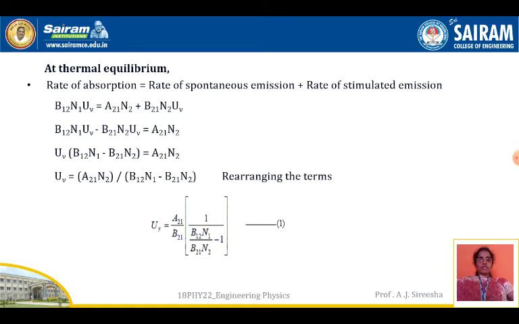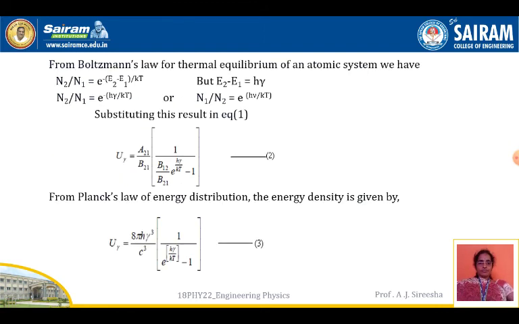Rearranging the terms and bringing the u nu to one side, we get the equation u nu is equal to A21 by B21 into 1 by (B12 by B21 into N1 by N2 minus 1), which is called equation 1.